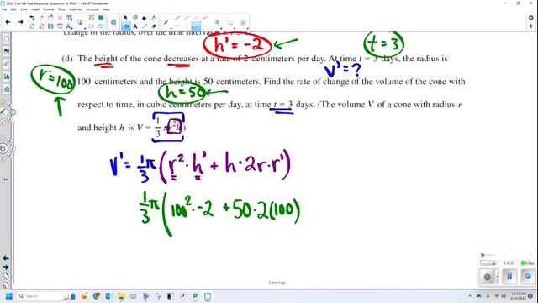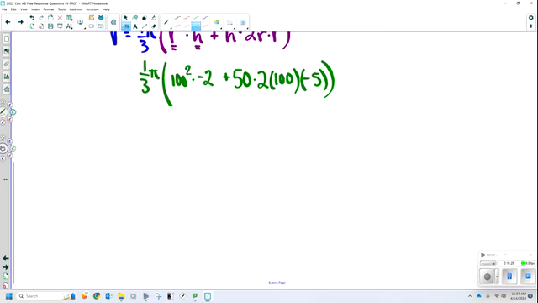Oh, I love when they give us all that stuff. That stuff is good stuff. All right. Let's do this math and get the heck out of here. All right, so we still got this 1/3 pi. I'll just carry along. Then I have 100 squared, my God, times -2. That's going to give us -200,000.